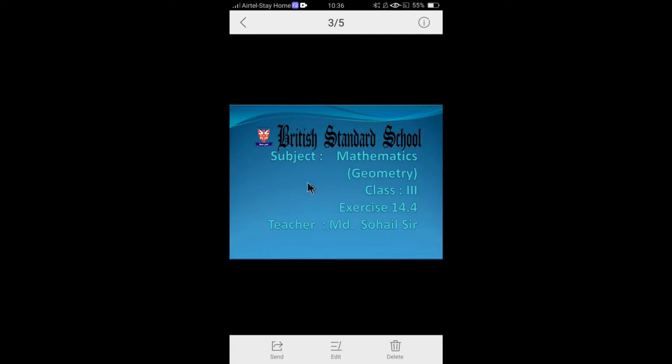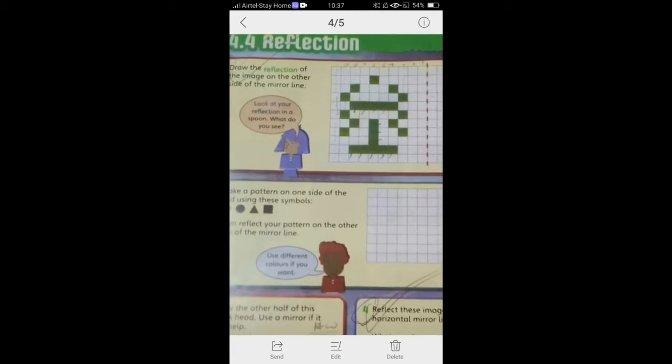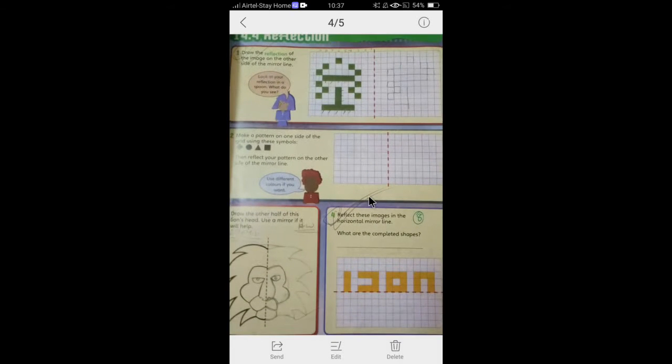Today I'm here to teach you exercise 14.4 from Level Up Maths. Let's enter topic 1. The topic name is reflections. Before starting the exercise, just a few basic things. We have to know about reflection. What is reflection? How does it work? Let's see the basics.